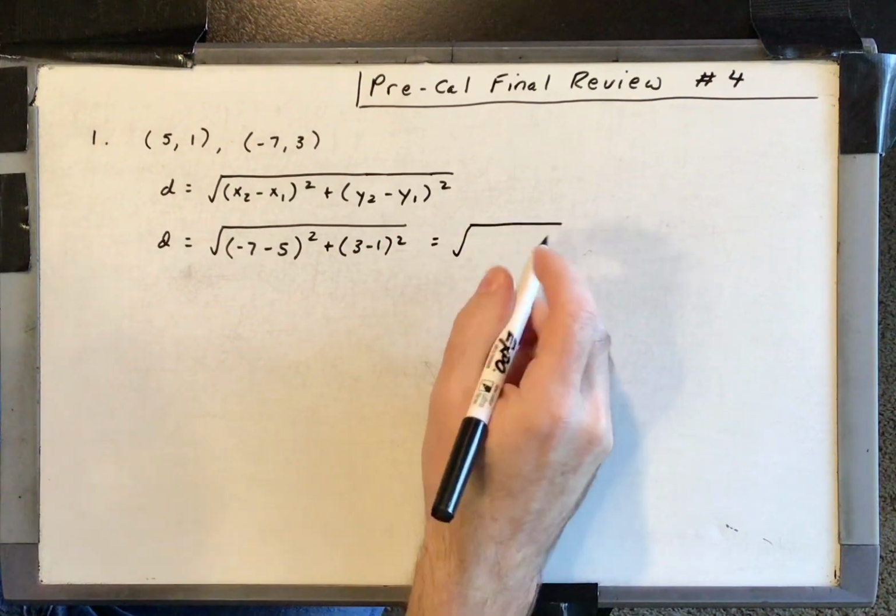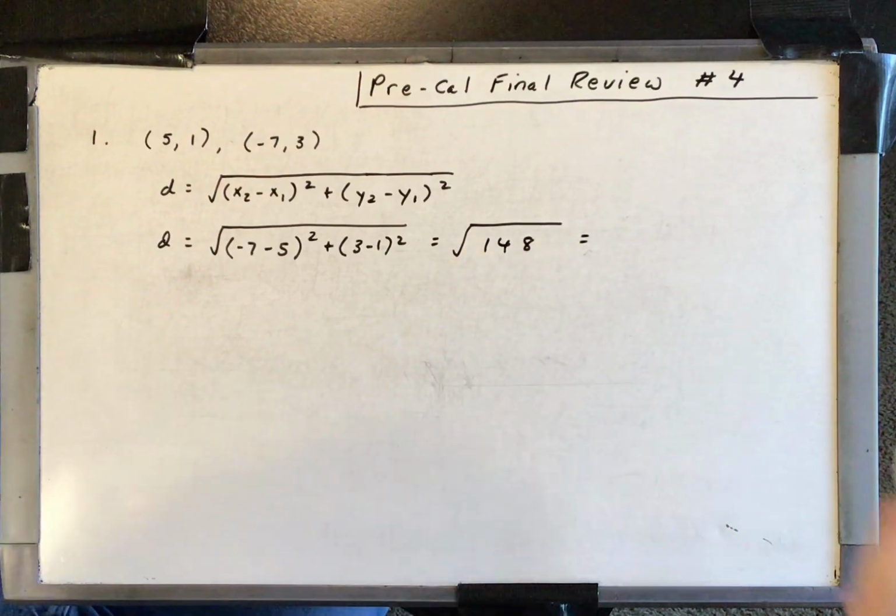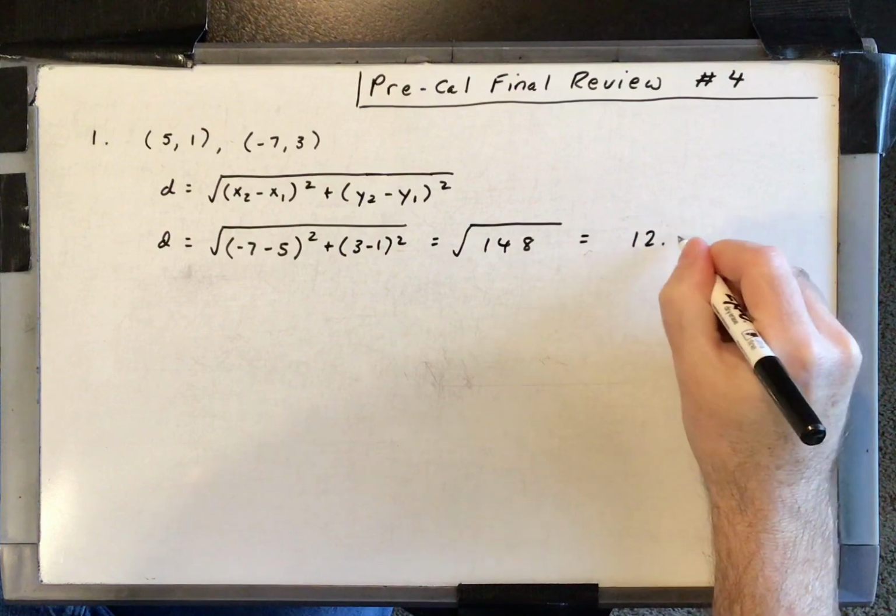If you stick that in your calculator, you'll end up with the square root of 148, which is about 12.17.